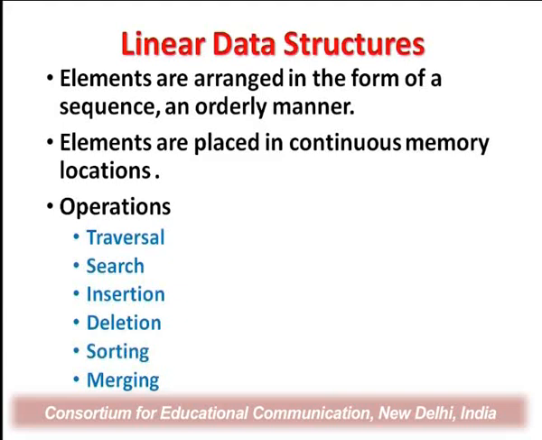And what are the operations which can be performed on a linear data structure? Commonly these operations are traversal, which is accessing the elements of that data structure one by one, and searching for a particular element, whether that element is present in the data structure or not. We can insert some new elements, or we can delete some already existing elements. We can sort the elements in a particular order, whether ascending, descending or any other order, or we can also merge two similar linear data structures. So, this is the list of operations which are commonly performed on a linear data structure.